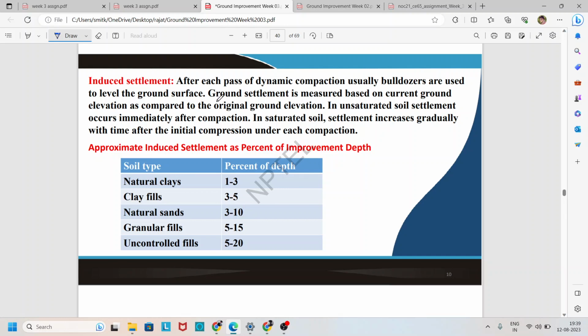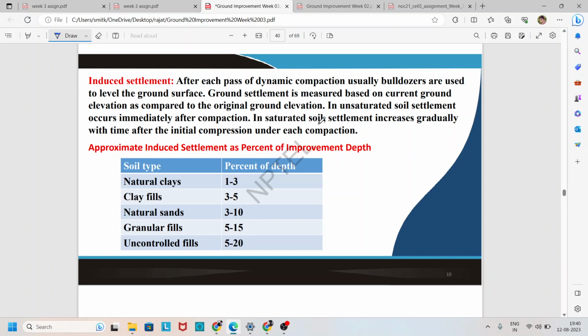So the ground settlement is measured based on the current ground elevation as compared to the original ground elevation. In unsaturated soil, settlement occurs immediately after the compaction. That means the settlement occurs for granular soil and sandy soil immediately, because there is no need for dissipation of excess pore water pressure. So there is no time required. It happens quite immediately.